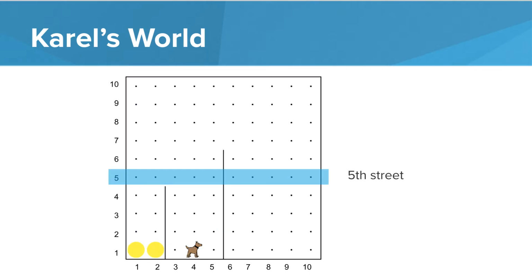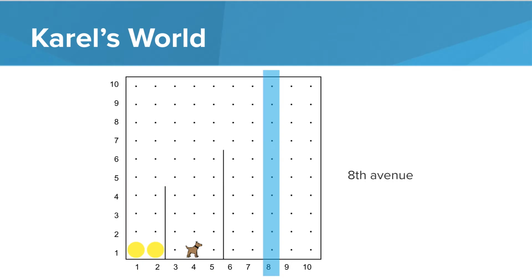Another thing to note is that we can locate Karel's exact position in the grid using rows and columns. Another name for rows and columns are streets and avenues. Our rows are streets and they start at 1. Here I've highlighted 5th Street. Our columns are called avenues and they also start at 1. You can see 8th Avenue highlighted here in Karel's world.